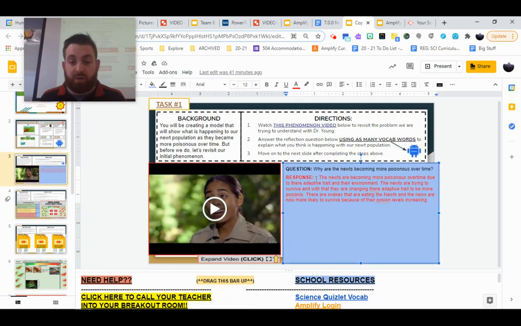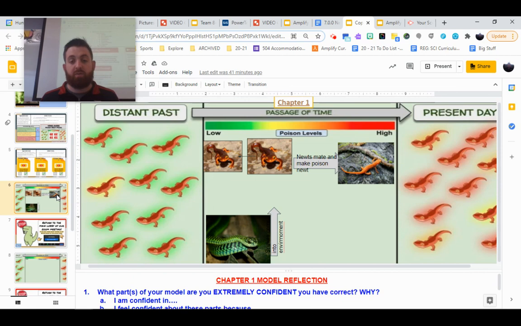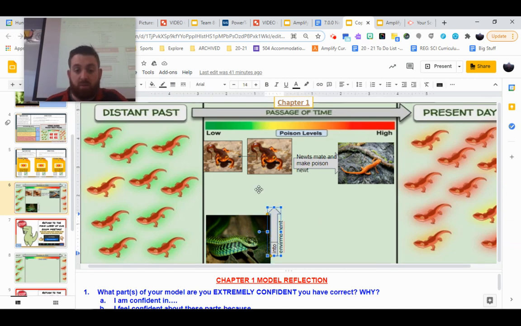And the first thing I would do is I'd read through this here and I'd identify what you think's happening. And I'd pull out some big ideas. So for example, there are snakes that are eating the newts, and the newts are more likely to survive because their poison level is increasing. Well, if I were to go to this model, first thing I'd ask myself is, do they use some digital tools to show that idea? Well, I see some pictures, good. I see some lines and some arrows, good.